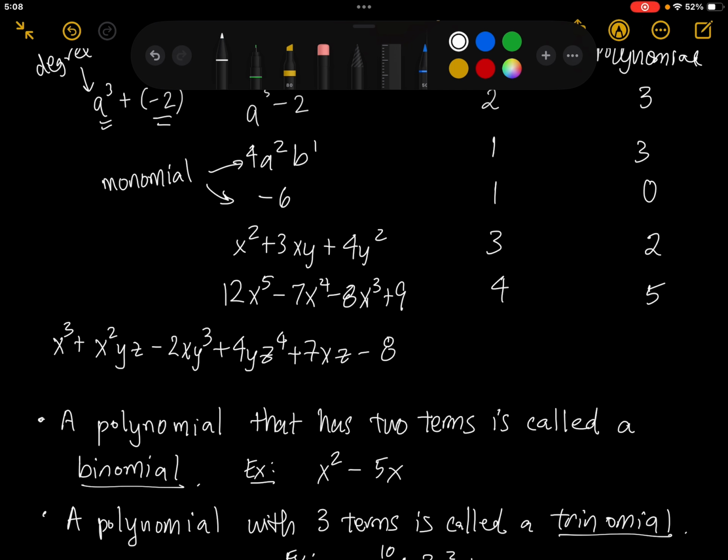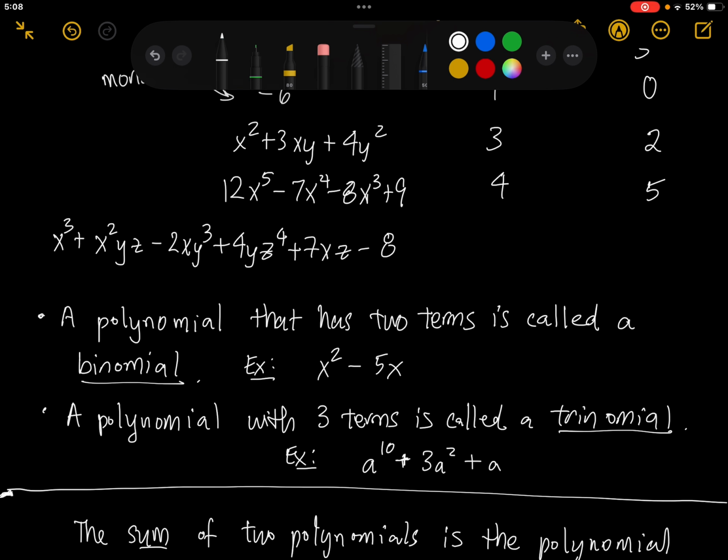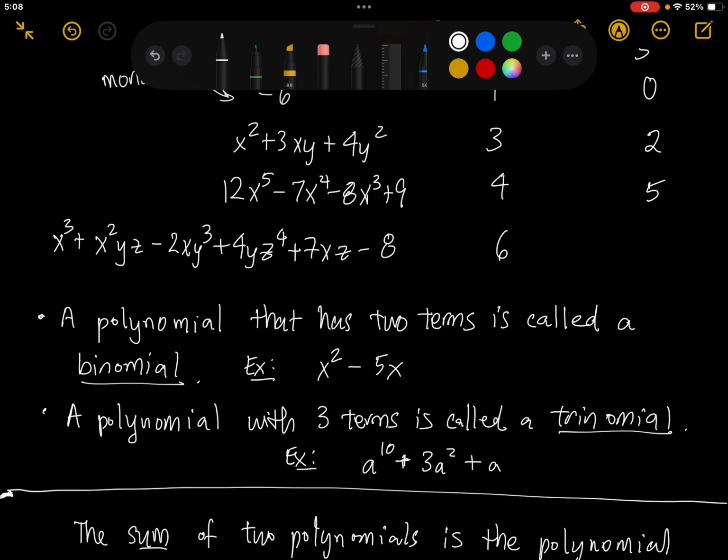Let's do one more. So this one has multiple variables. How many terms do I have? I count them, I count 6. And what's the degree?